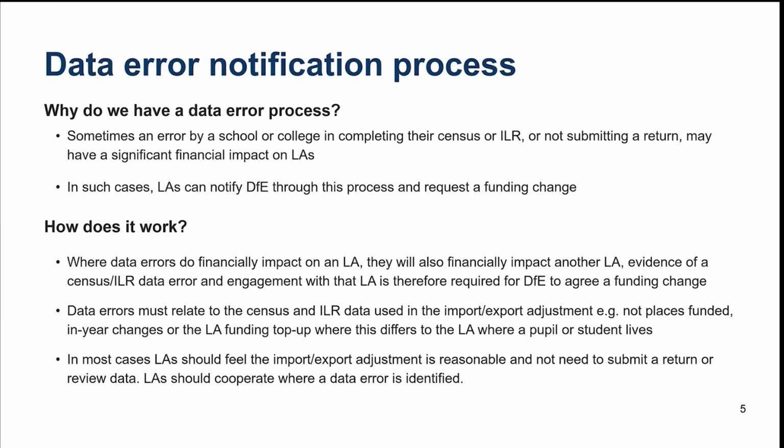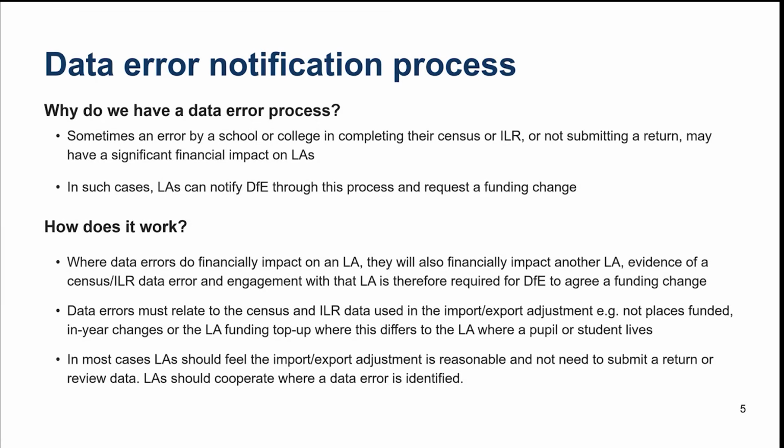This process is therefore intended for cases where there are significant errors, and we make school and college level data available to local authorities to help with this. However, there's no requirement on local authorities to submit a return, and neither do we expect local authorities to review the data at individual school and college level. Although we do expect local authorities to cooperate where a possible error is identified.